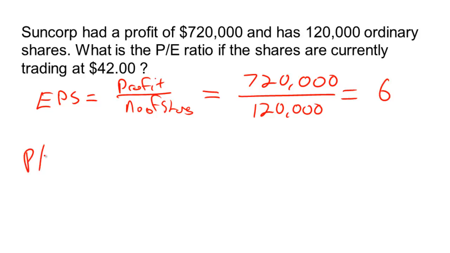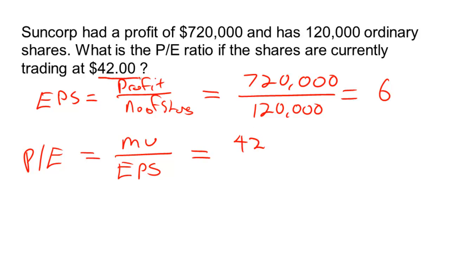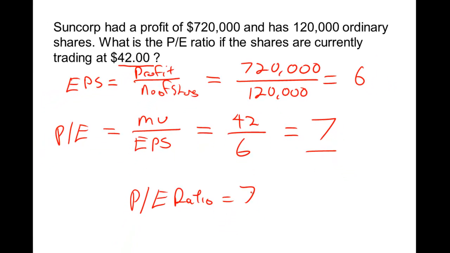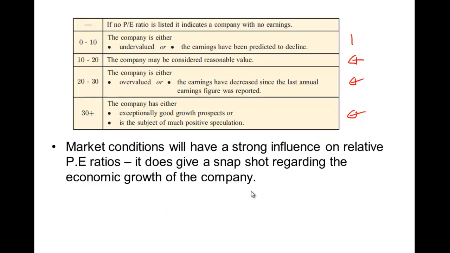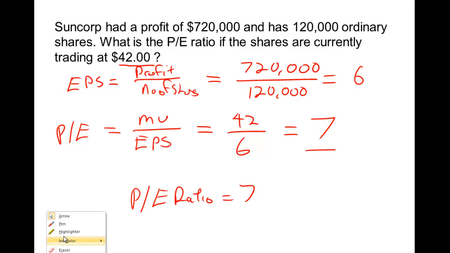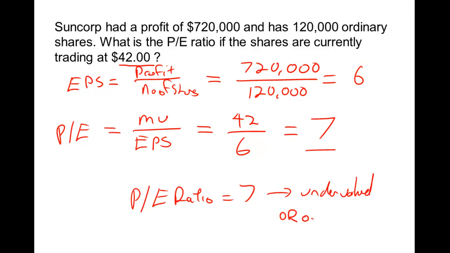Then our price earnings ratio is the market value divided by your earnings per share. Our market value in this case is $42, which is what they're trading at, divided by 6, which means we have a price earnings ratio of 7. So the PE ratio equals 7. Now if you want to talk about whether that's good value, you go back to your table and have a quick squiz. The table says between 0 and 10, it's either undervalued or it's been predicted to decline. That's where you've got to look at what's going on in the market as well. So this could be undervalued or on the way down. It's just an indicator.